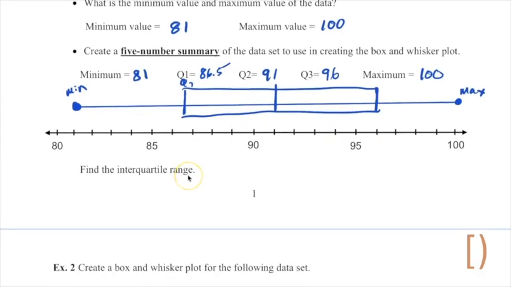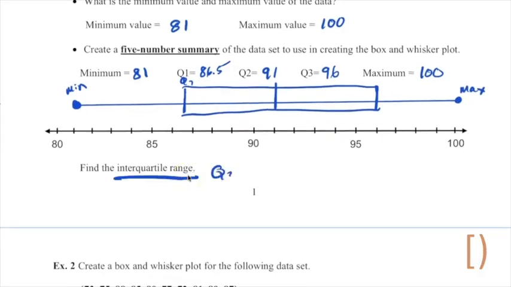Find the interquartile range. That's easier than it sounds. It's just Q3 minus Q1. So that's going to be this guy minus this guy. 96 minus 86.5. That'll give us 9.5. That's how you do a box and whisker plot.